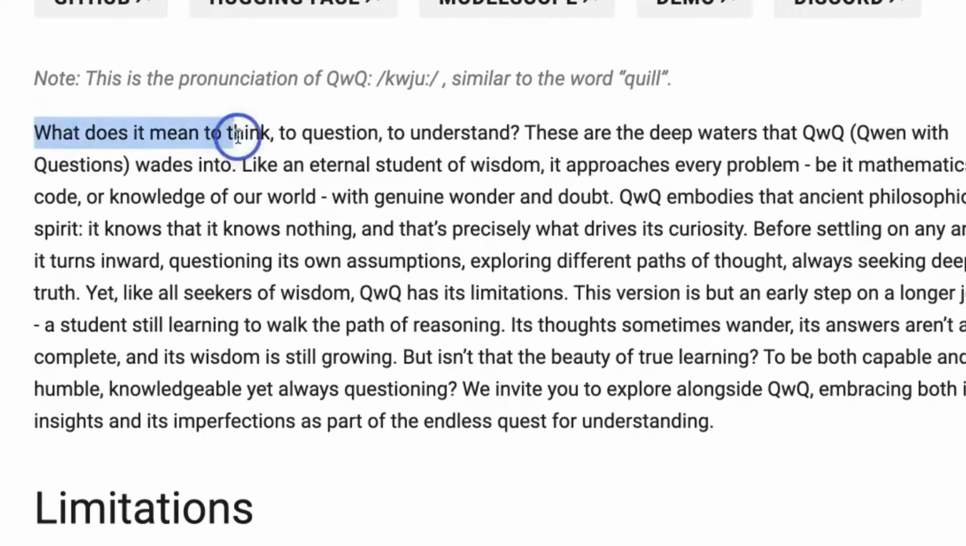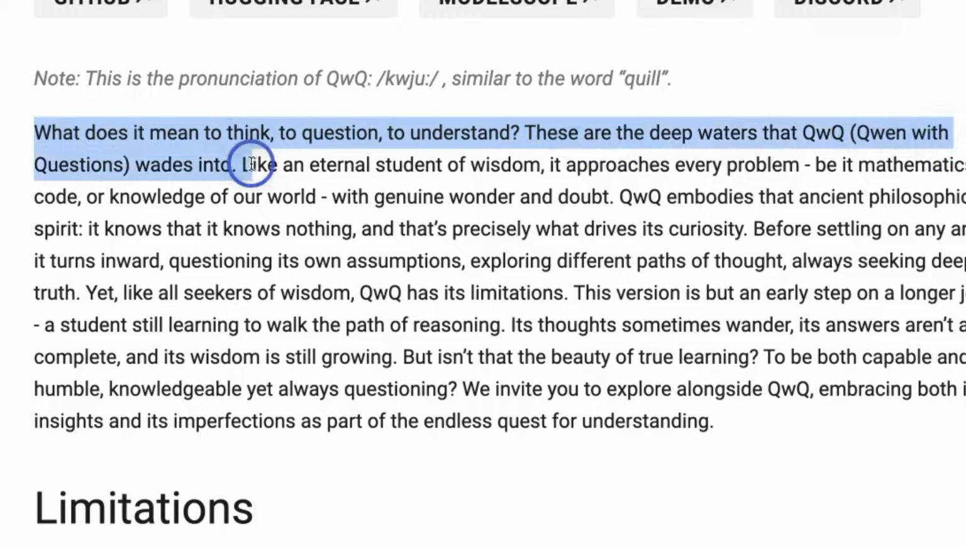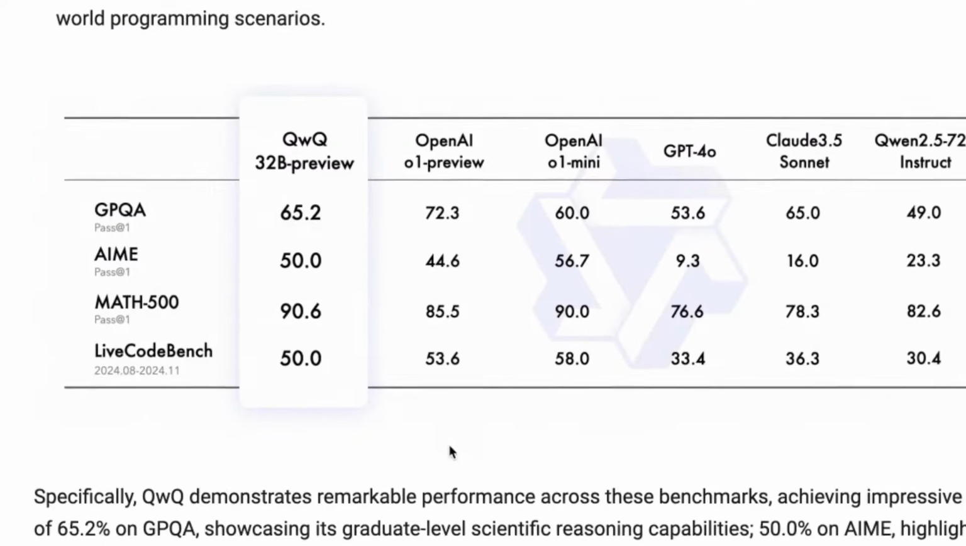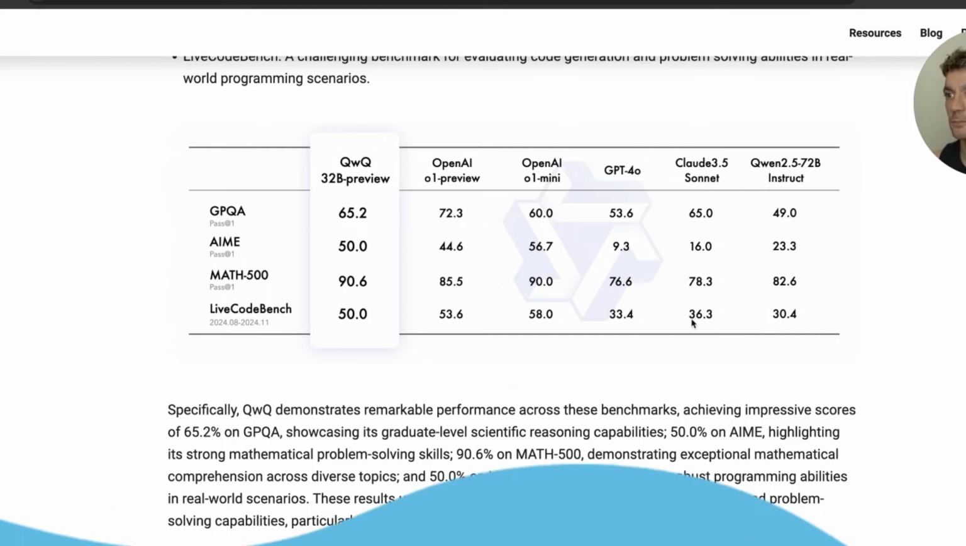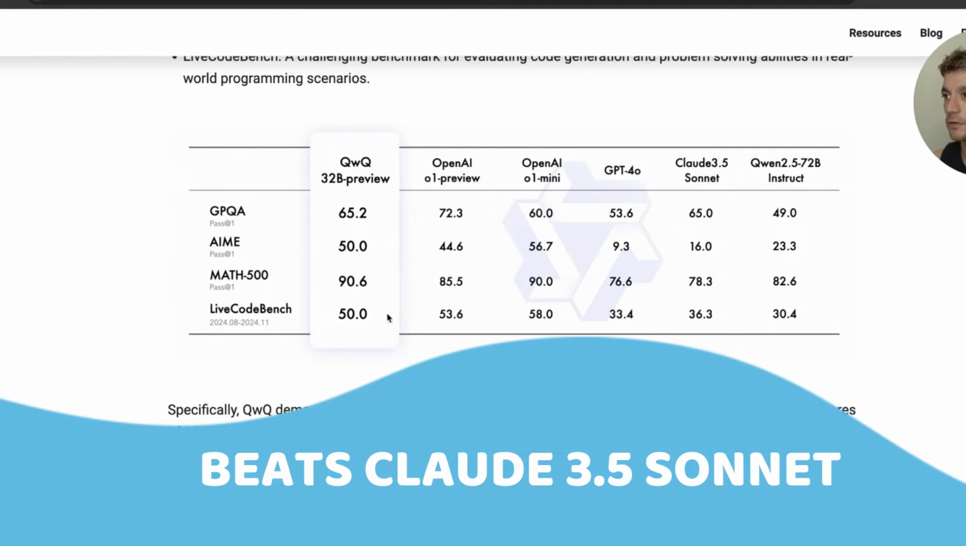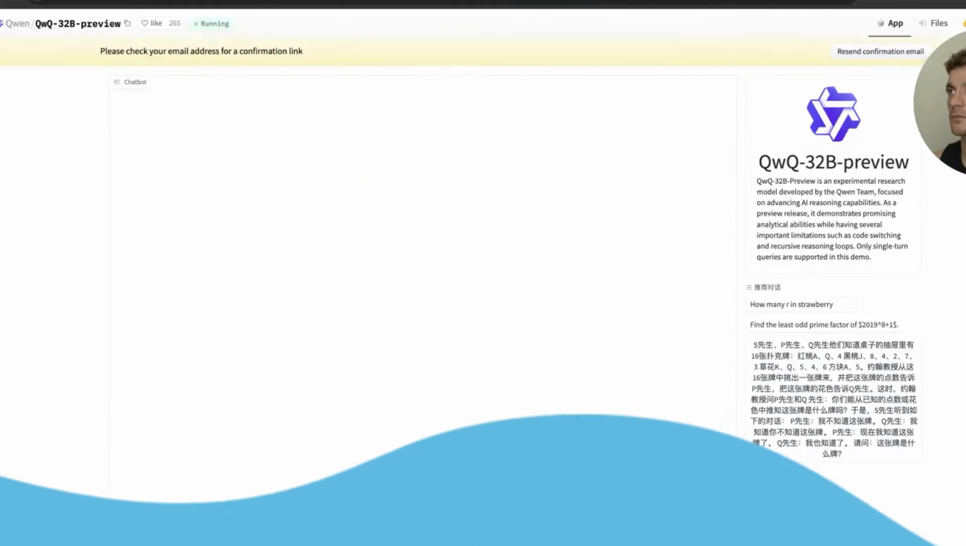So you can see here on the website, they talk about sit, take to think, question, understand. These are the deep waters that Qwen with questions wades into. Now, you can also see some of the benchmarks and how it performs right here. So we've got QwQ on the left-hand side, and then you can see how that performs versus OpenAI Preview, OpenAI Claude 3.5 Sonnet, and Qwen, the 2.5 release. So in terms of the benchmarks, it pretty much beats Claude 3.5 Sonnet on logic for almost everything. So let's test it out.